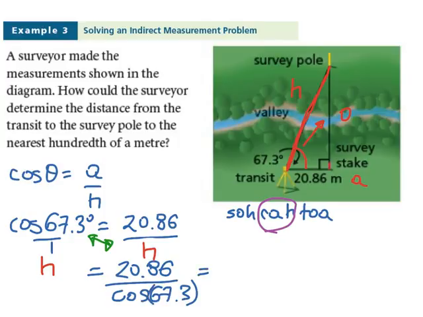So I'm in degree mode, plug this into your calculator, and make sure you double check the question asking for the nearest hundredth of a meter. Therefore, we'll have an answer of 54.05 meters as the distance between the survey pole and the transit.